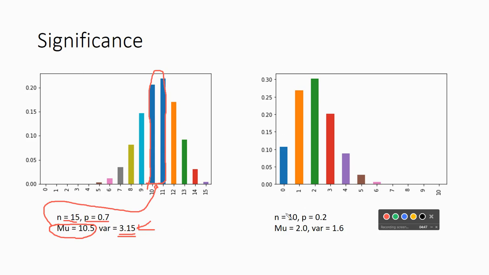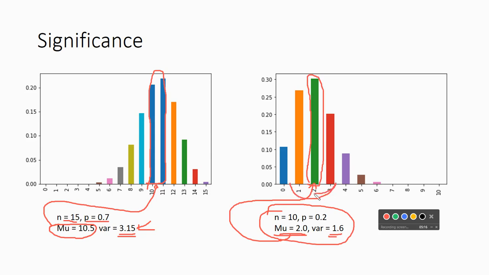On this graph over here, where we have n equal to 10 and p equal to 0.2, the mean, the expected value, is 2.0, right? n times p is 2.0. That gives us our highest probability. And our variance is 1.6, which means our probability is even more tightly clustered around that mean.